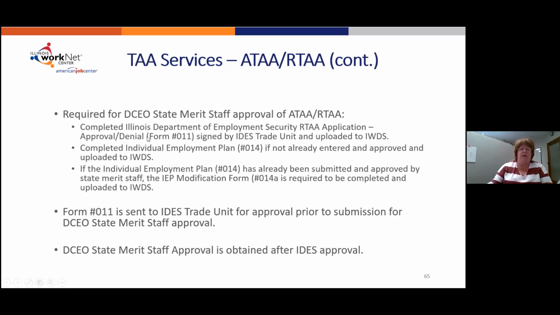You would need to upload the complete Form 11 that's signed by the IDES trade unit. You would need to complete the IEP form if it's not already completed, or do the modification form if an IEP was already established and now it's a new service that they're getting. You would upload those to IWDS and request merit staff approval. We give the approval after IDES has approved that application for RTAA.